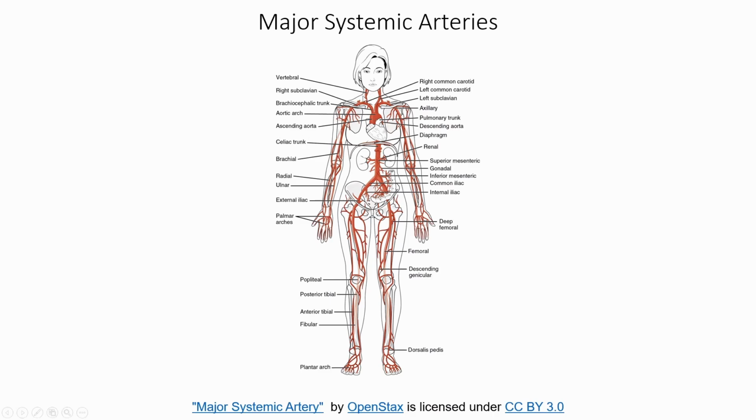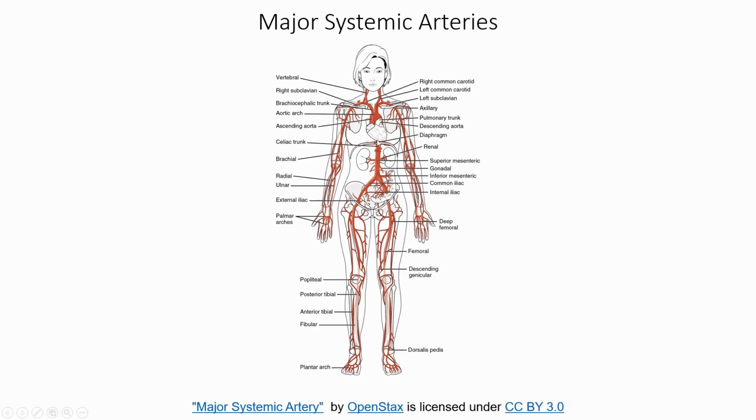We have the vertebral ones, which are going to service the vertebra, but then we have the right and the left common carotids, and the right and left subclavian. We have the brachiocephalic trunk, which is coming from that aorta. The left common carotid is also coming from that aorta, and the left subclavian is coming from that aorta. So those three are branching off of the aortic arch. So we have the ascending aorta, the aortic arch, and then that's going to come down around to form what's called the descending aorta when it comes back down behind the heart.